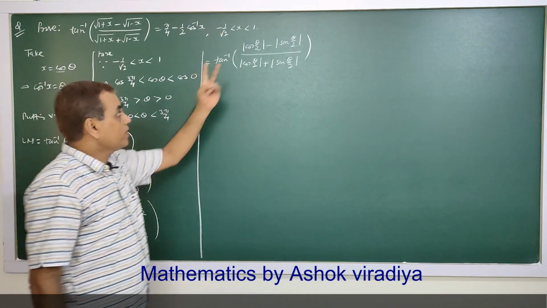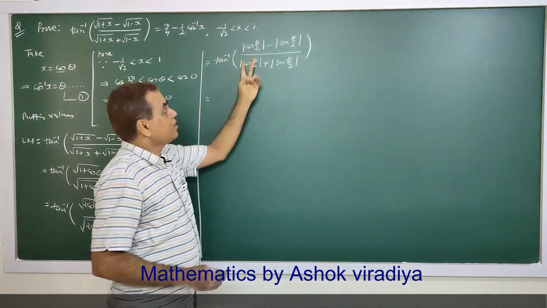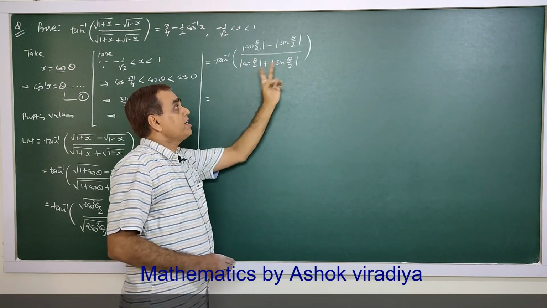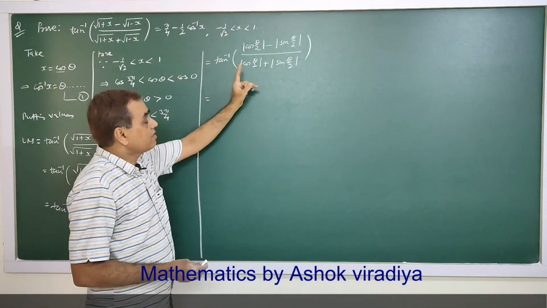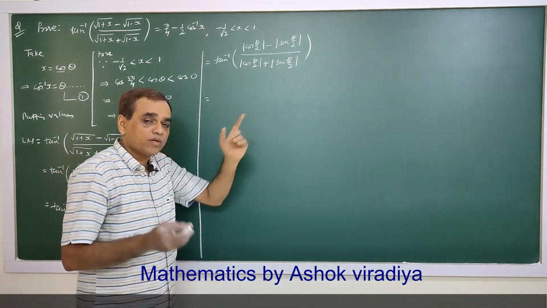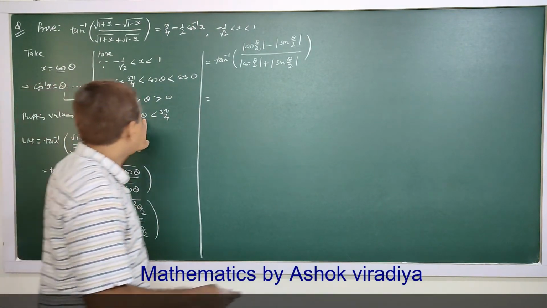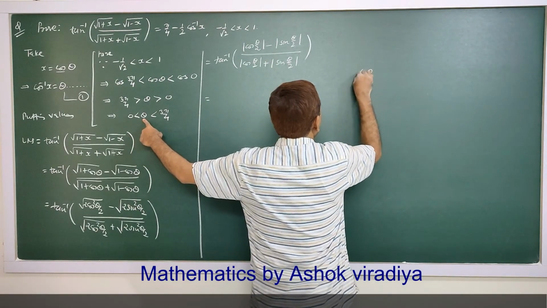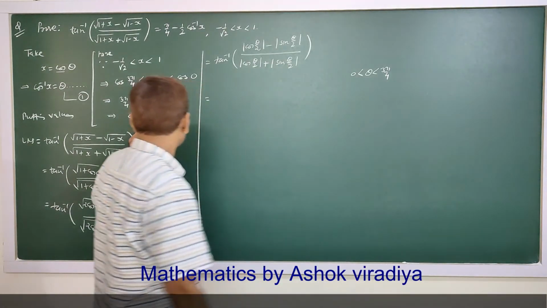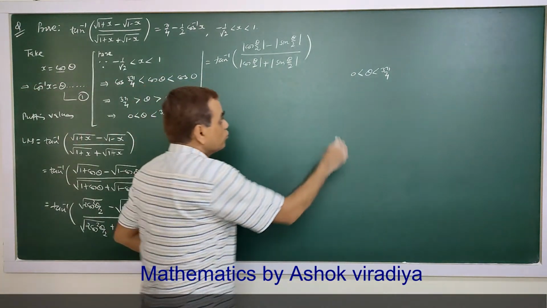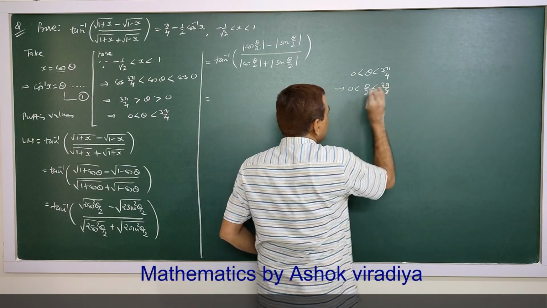Now to remove this modulus sign, we have to check whether cos theta by 2 is positive or negative, and whether sin theta by 2 is positive or negative. For which we have to check in which quadrant theta by 2 lies. So see, here we were at theta in 0 to 3 pi by 4. So theta by 2 will be between 0 and 3 pi by 8.